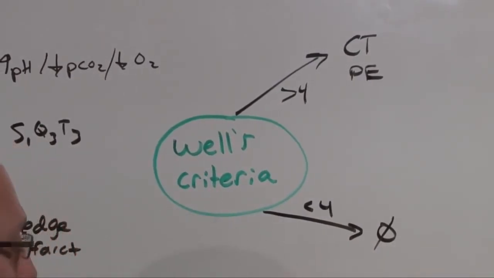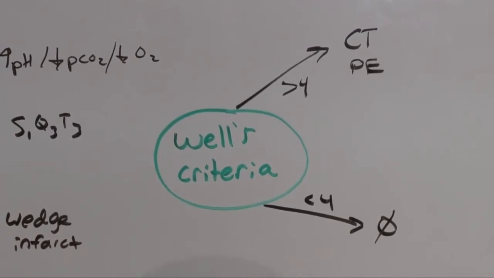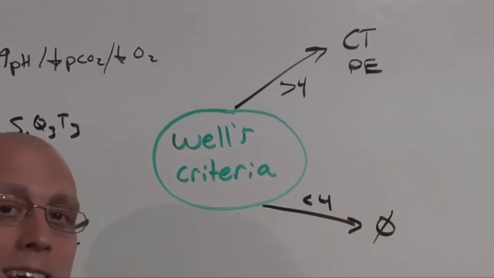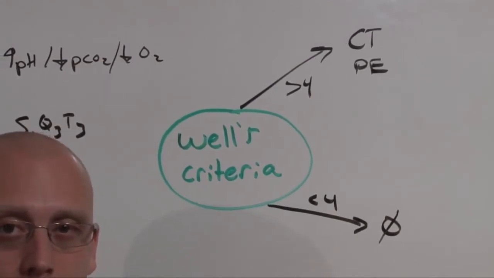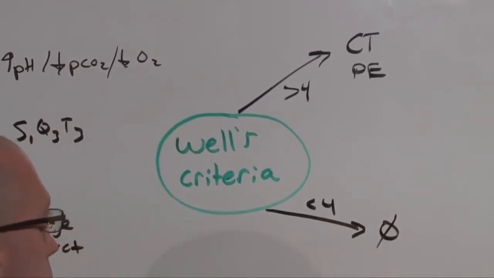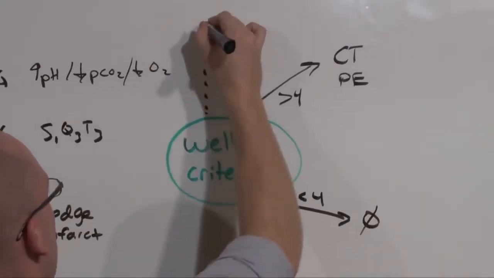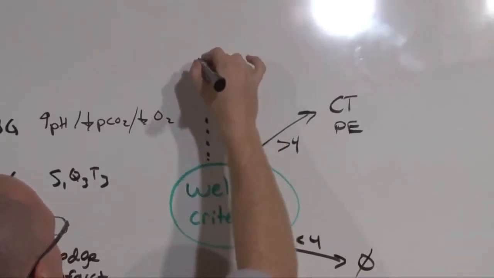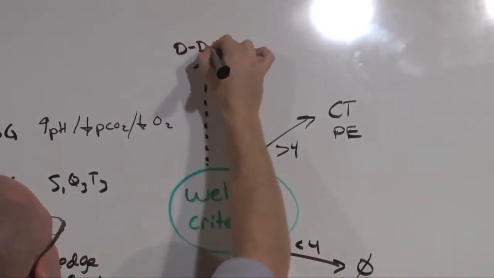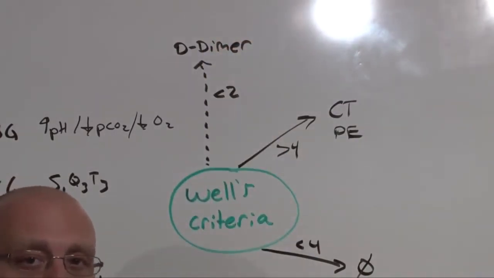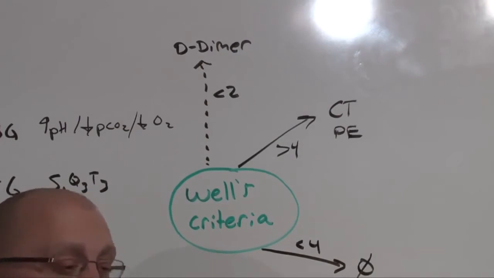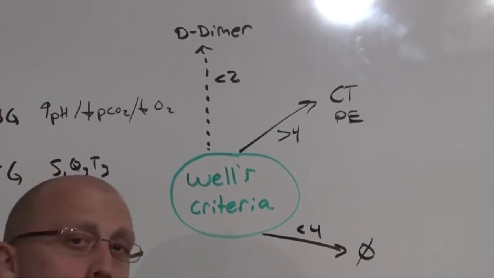The other way to do this is a 3-tiered system. The Wells criteria can help you get an idea for what the pretest probability of a pulmonary embolism is. And here's how it works. If the Wells criteria is less than 2, you get a D dimer. A Wells score of less than 2 is indicative of this is probably not a pulmonary embolism, it's probably nothing.